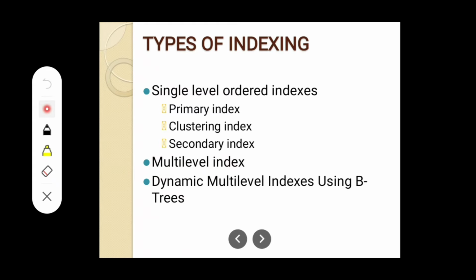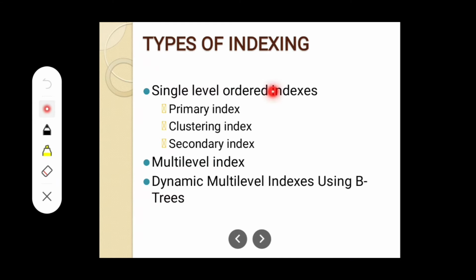Okay, that is what I have just mentioned, the multi-level indexing. Then the final one is the dynamic multi-level indexing, that is done using B tree. So the B tree concept you have already studied in data structures. So that concept is actually used here also.